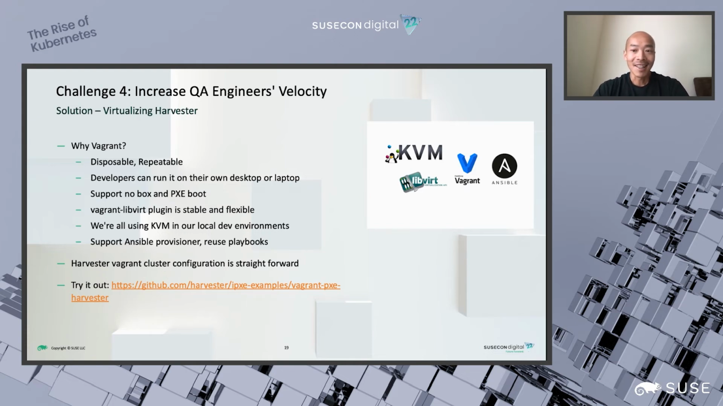As an added bonus, by using the Ansible provisioner, we were able to leverage some of the Ansible playbooks we created earlier for our bare metal provisioning. All the Vagrant boxes are configurable, and the configuration for the Harvester cluster is pretty simple. I have included a link to the Vagrant Harvester repo if you want to check it out. It's in GitHub under Harvester ipxe-examples.